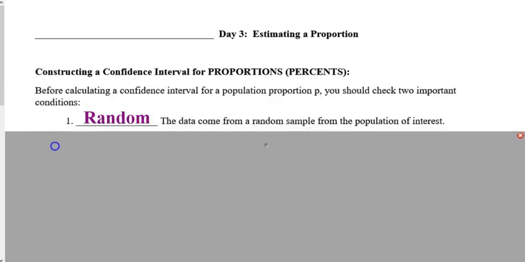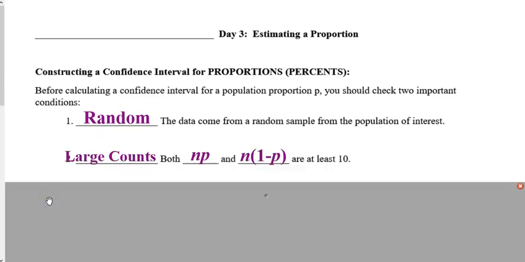Okay, so now we're going to estimate a proportion. So remember, we're using the word proportion here. So think about a fraction, a percentage when you get a test back. We're going to be doing percentages, a proportion of the amount. Okay, so before calculating a confidence interval for a population proportion, you should check 2 important conditions. Random. The data must come from a random sample of the population of interest. So it has to be random.